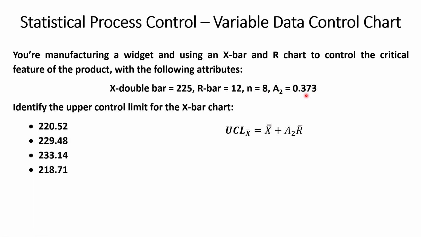Okay, so I've added that up here to our known variables, and then I've repeated that equation, and let's start filling in what we know. 225 plus that A2 factor times 12 is an upper control limit of 229.48. All right, let's keep going.